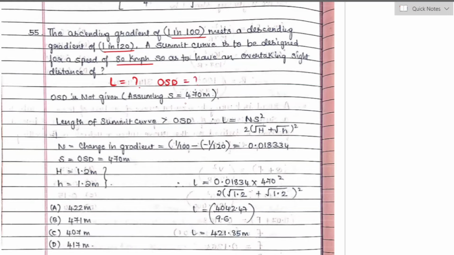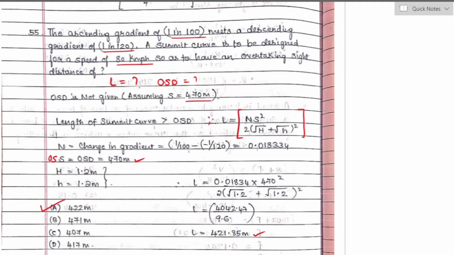So it was expected to give the overtaking sight distance as 470 meter. Assuming the length of the summit curve is greater than the overtaking sight distance, the length of the summit curve will be, where N is the rate of change in gradient, that is, ascending to descending gradient. So 1 by 100 minus of minus 1 by 120, it will be 0.01833. Overtaking sight distance is 470 meter. Substituting these values, the length of the summit curve will be 421.85 meter. So option A is the right answer.